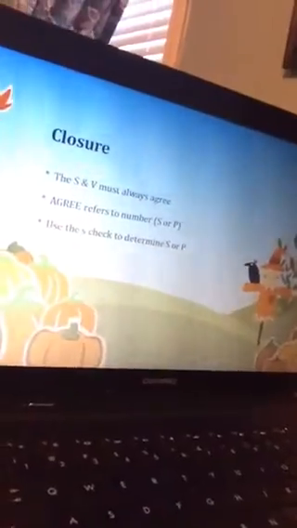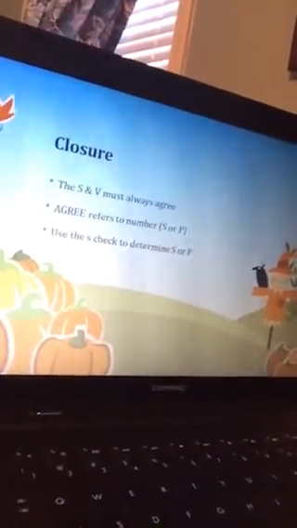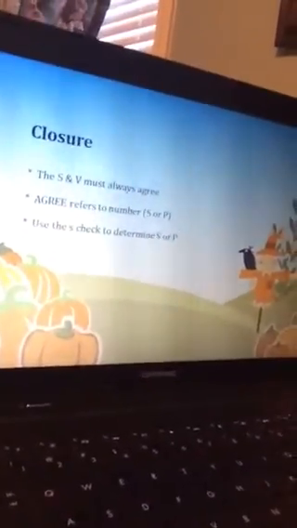So taking those things into consideration, you should always be able to ensure that your subject and verbs are in agreement, which we know is very important in order to have grammatically correct speech and written communication. So in close, it's important to remember the following 3 things. In your sentences, the subject and verb must always agree. Agree is referring to number. And finally, use the S check to determine if the nouns and verbs in question are singular or plural.